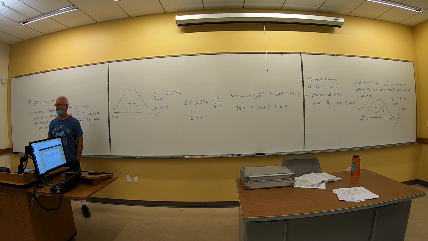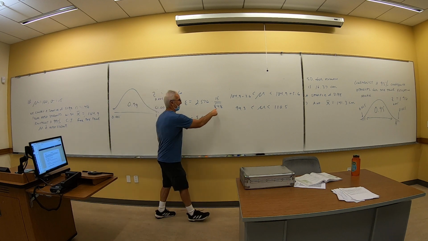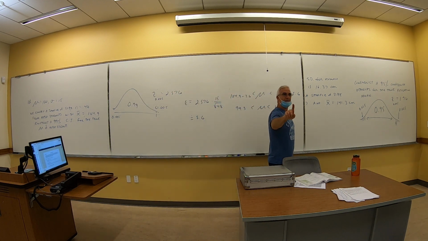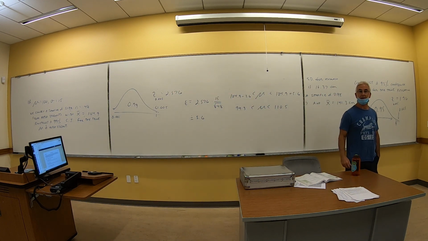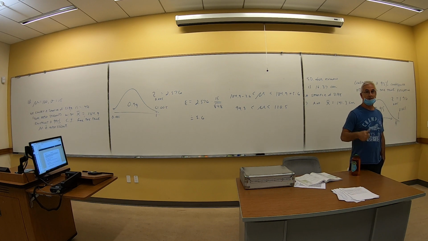Smaller error. Okay, smaller error, but I don't control sigma. I don't control X bar. What do I have total control over? The confidence interval? Sample size. Oh, so how could we make a smaller error, all other things being equal? Bigger. Up the sample size.